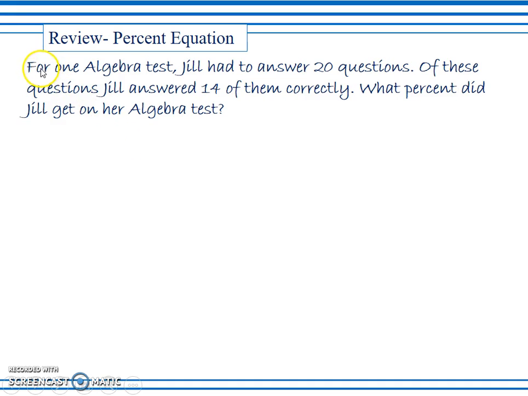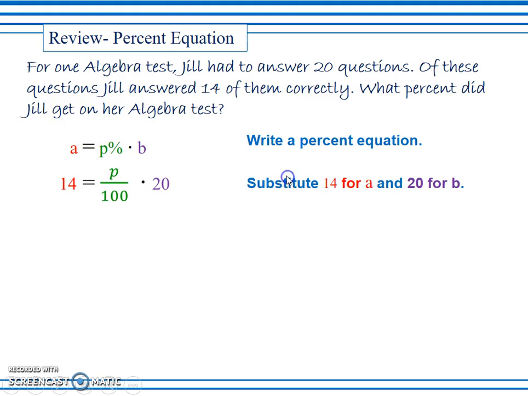Here we have a problem that says for one algebra test, Jill had to answer 20 questions. Of these questions, Jill answered 14 of them correctly. What percent did Jill get on her algebra test? So now we're going to use our percent equation. I'm going to write down the equation and see what I have to substitute. I have 14 of them correct out of the total. So we have the part of 14, and we have the total of 20, and we're looking for the percent.